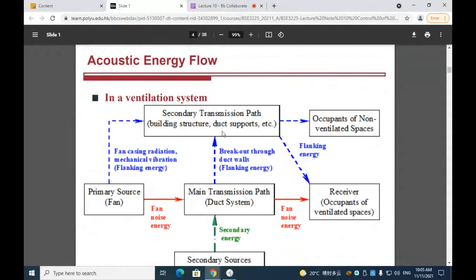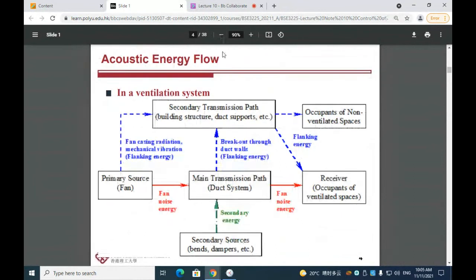Okay, so this slide shows the acoustic energy flow here. We have the primary fan, and the fan noise energy can be transmitted to the duct system, and the duct system is the main transmission path. The fan is the primary source, and the secondary sources are bands, dampers, etc.